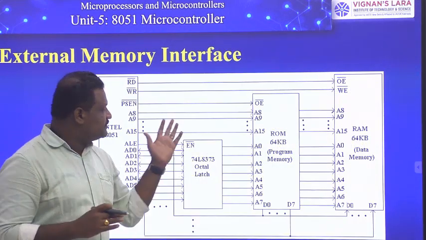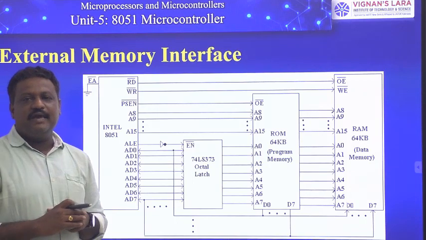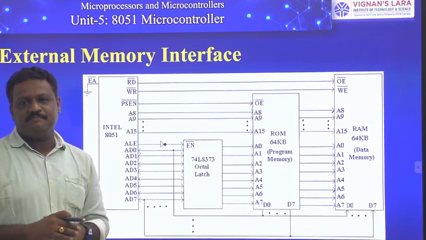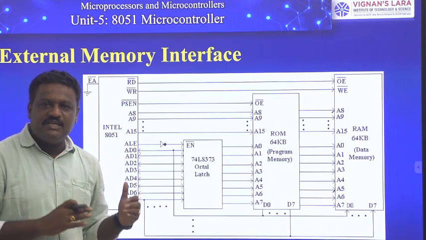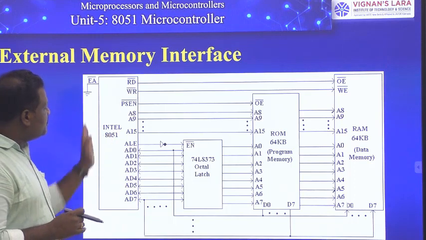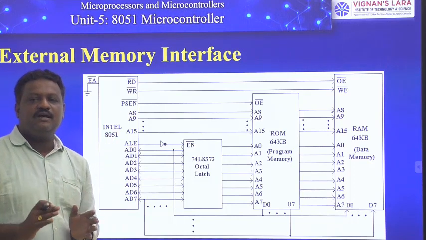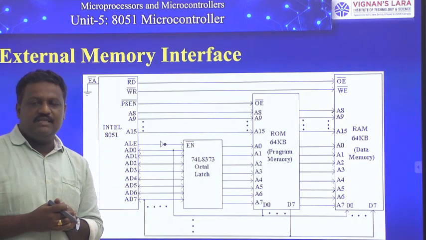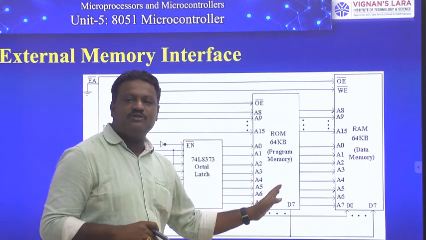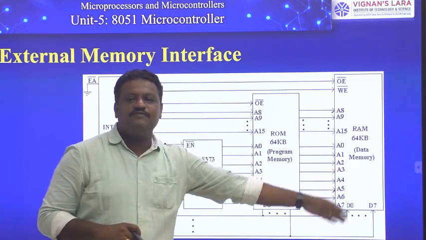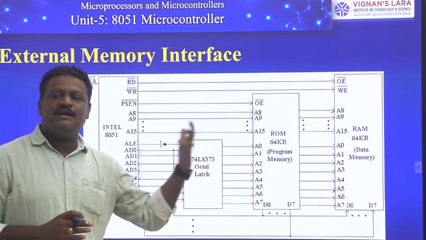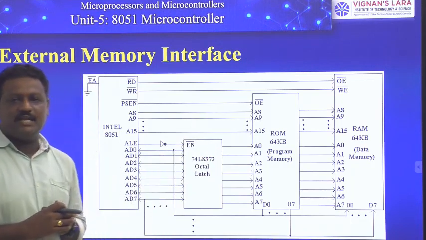And next coming to, it is very important friends, external memories interfacing to our 8051. I already told you at the beginning of this concept, whenever the user feels the inbuilt memories of 8051 are not sufficient for their application, then what they will do is they externally connect 64 kilobytes of program memory as well as another 64 kilobytes of data memory. So how can they connect? That I am going to explain now.